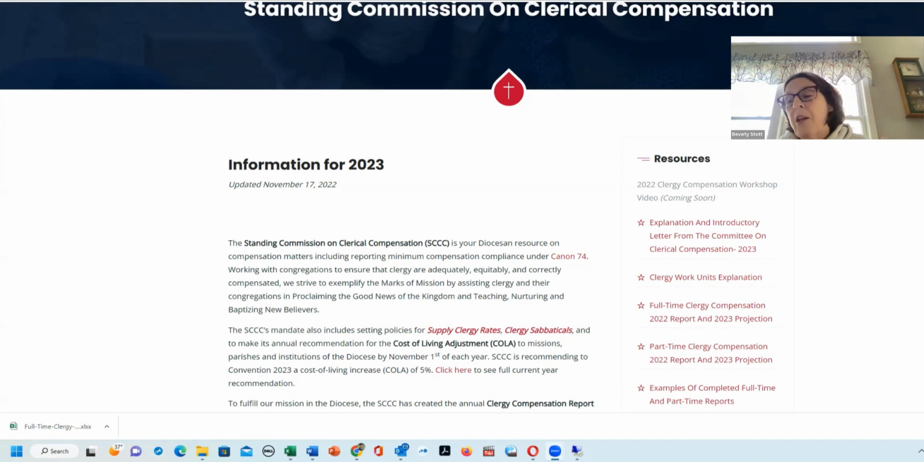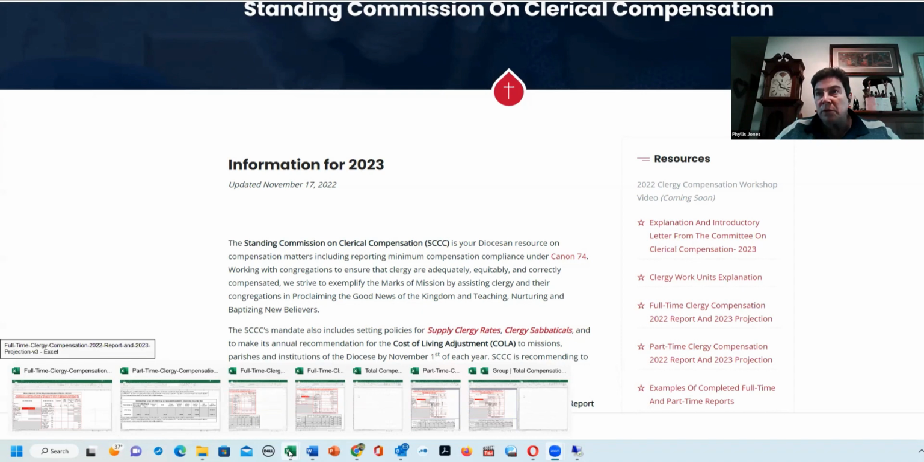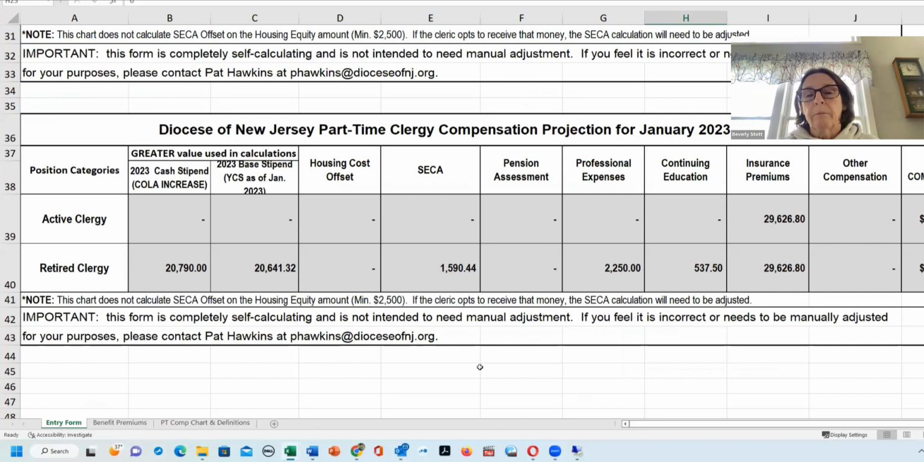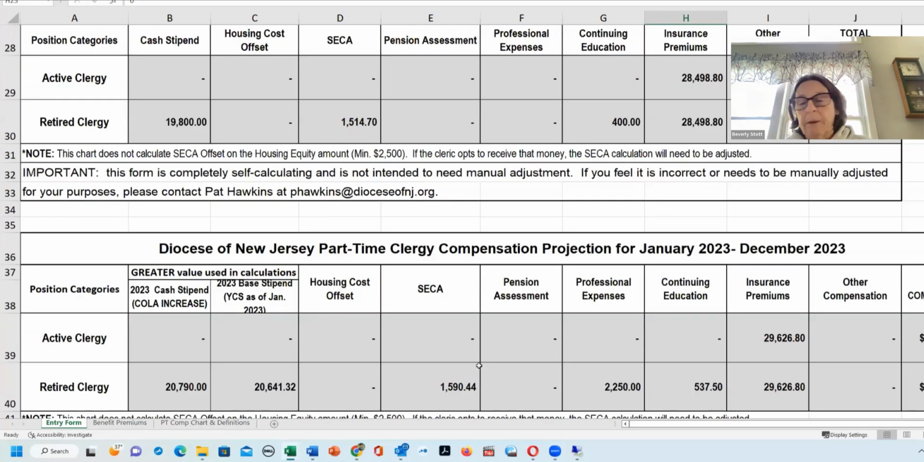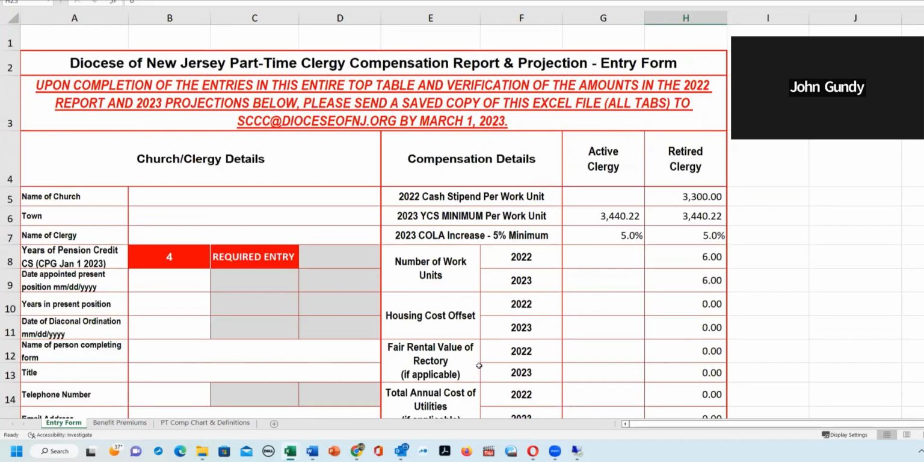I just have one question because I am a new treasurer as well. Is there any way I could find out what that minimum for a part-time clergy would have been in 2022? The minimum for part-time clergy would depend upon the years of credited service. Gotcha. Okay.